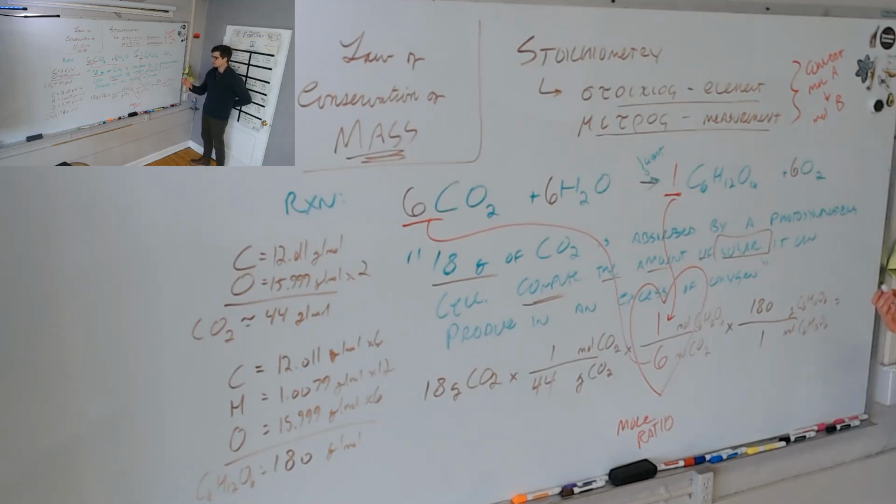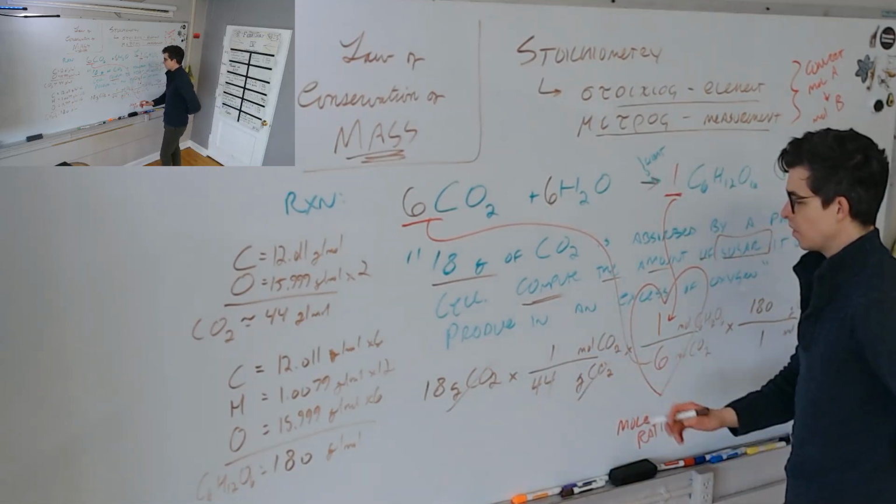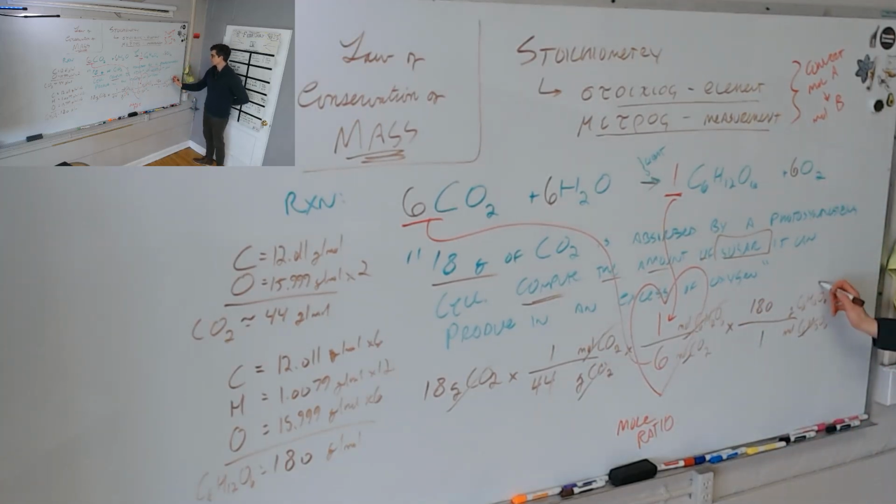And what is my unit going to be? Well, before we write down the math, let's look at our units. Grams of CO2 reduce out, moles of CO2 reduce out, moles of C6H12O6 reduce out. We're left with grams of C6H12O6. And that value in grams is what? 12.27 repeating. 12.28 grams of C6H12O6.